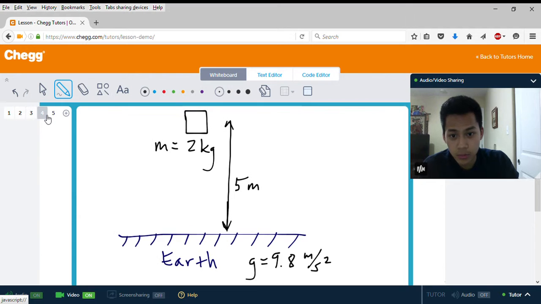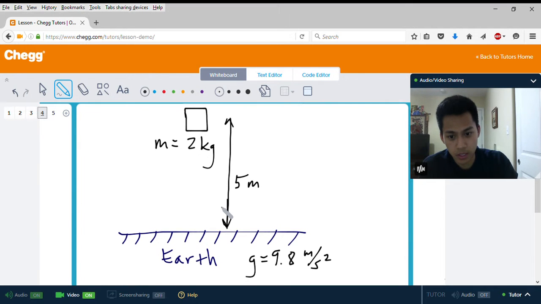Let's say we have a box with a mass of 2 kilograms being held up in the air at 5 meters. And if we are on Earth, that means that the acceleration due to gravity is 9.8 meters per second squared. On Mars, that value would be a lot less. On Jupiter, that value would be a lot stronger. So let's find out what the potential energy is.